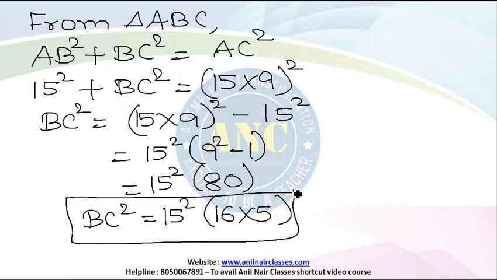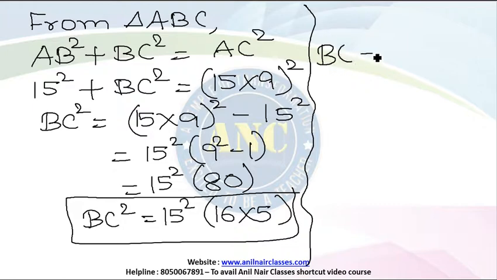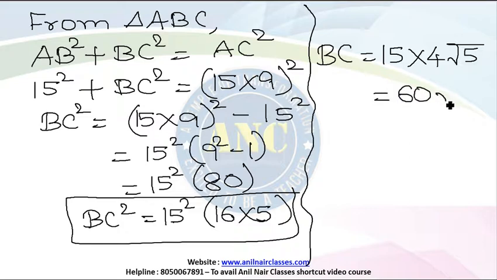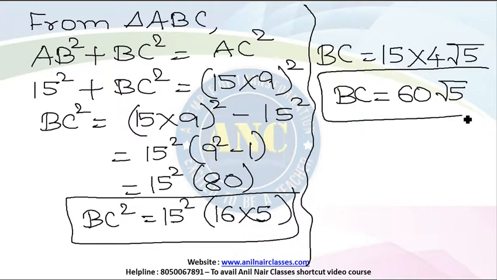But I want the BC value. I don't want the BC square value. BC will be square root of 15 square, which is 15. Square root of 16 is 4. Square root of 5 is root 5. So the answer for this question is 60 root 5 meters or units. BC value is 60 root 5 units.